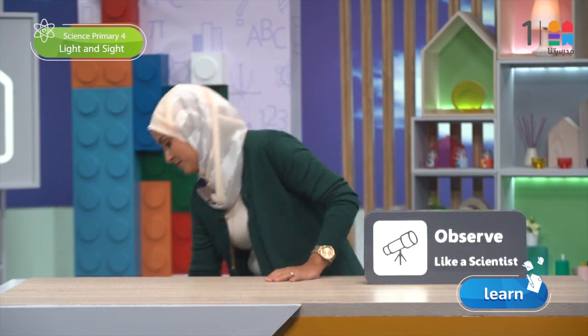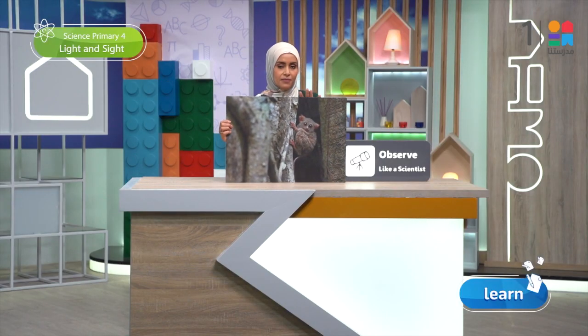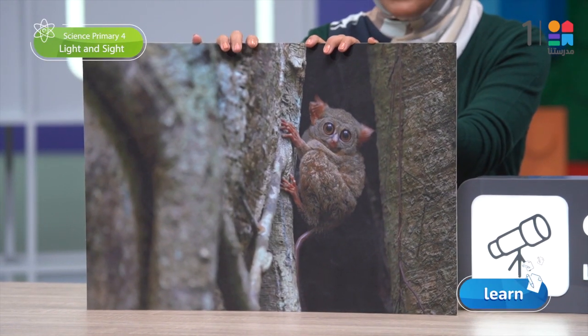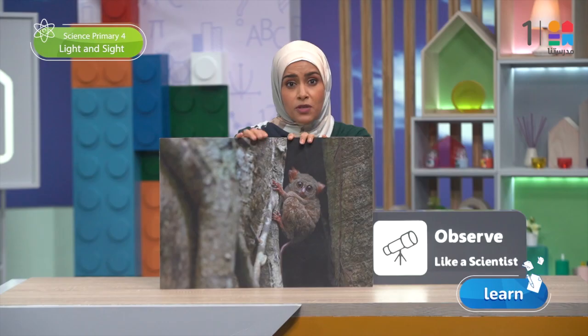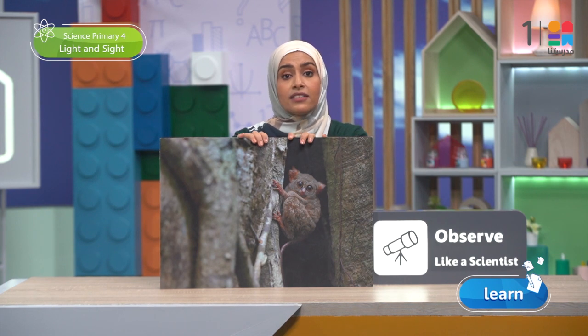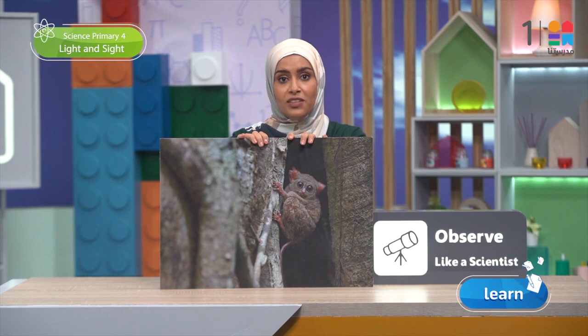They have other senses that are superior, such as hearing and smelling, that help them hunt and move in the dark. Let's look at the tarsier. The tarsier is an example. It's a very tiny monkey that lives in southern Asia. Observe the image carefully and identify the unique features that the tarsier has to adapt in the dark.